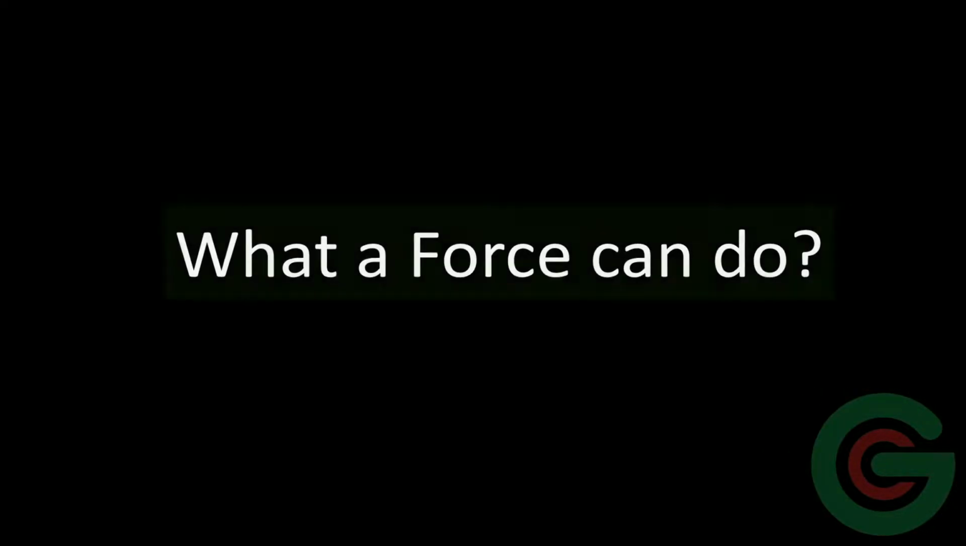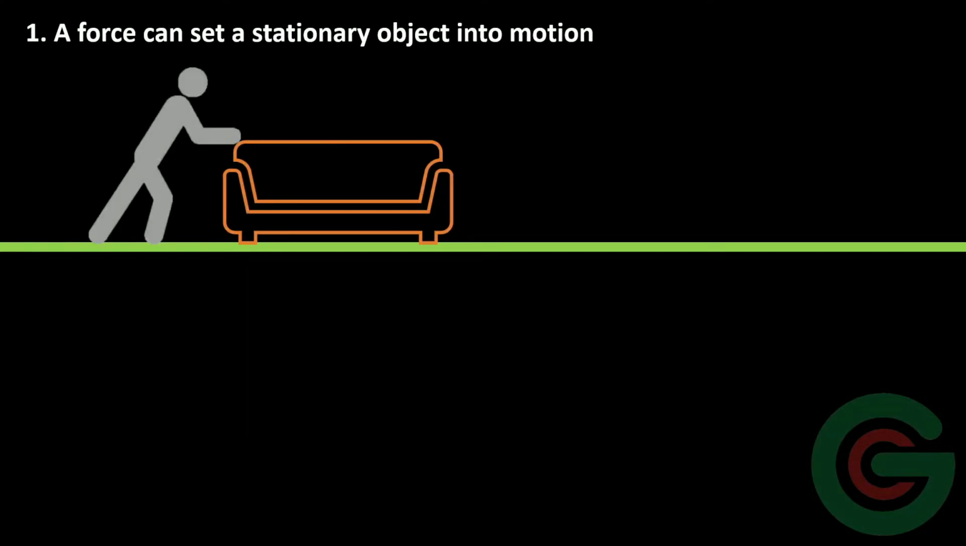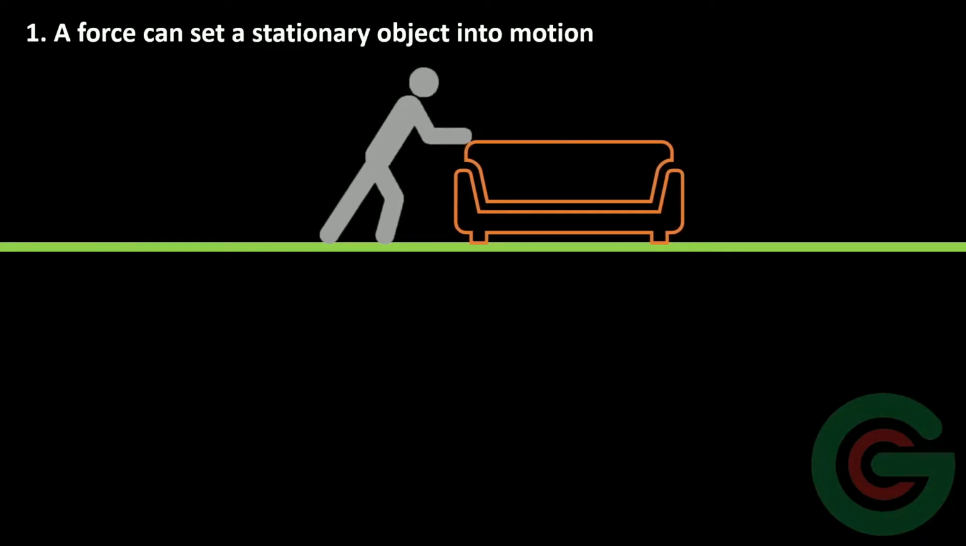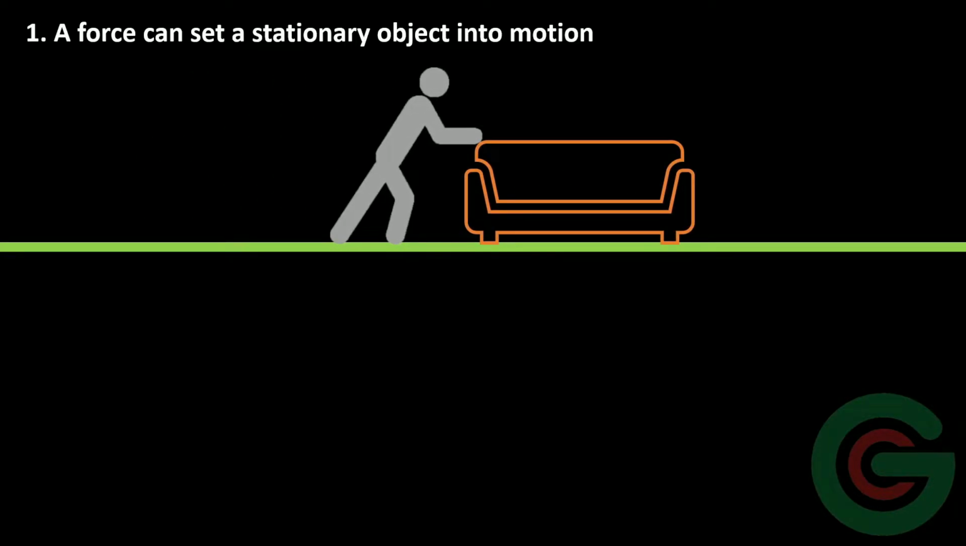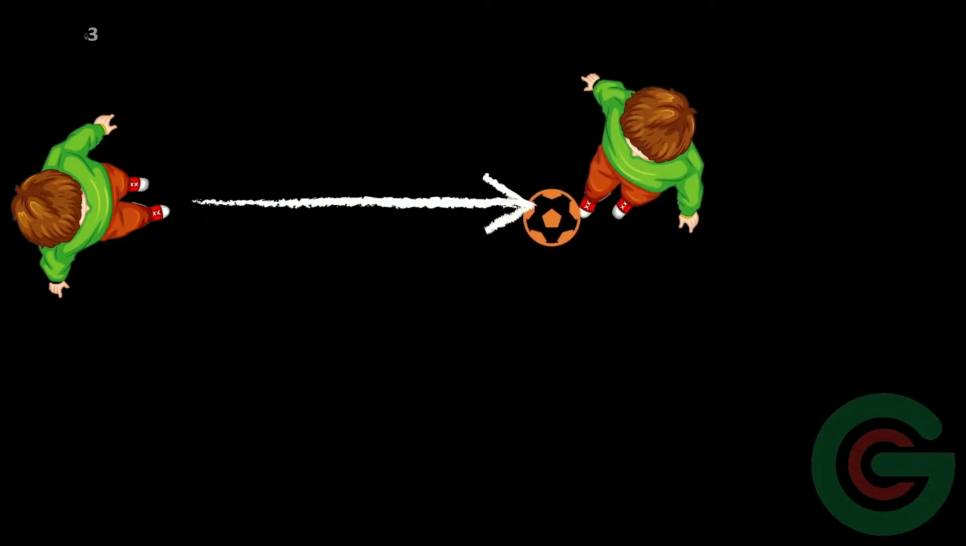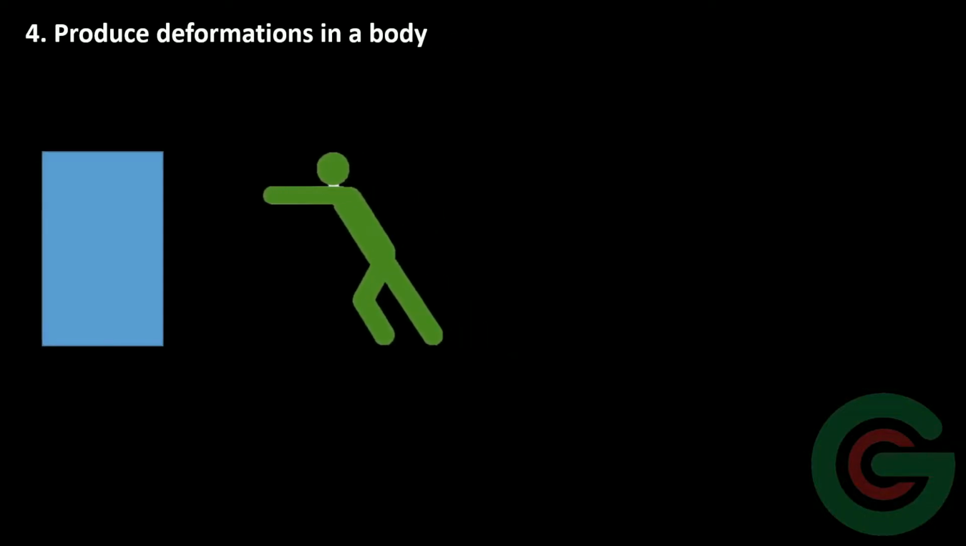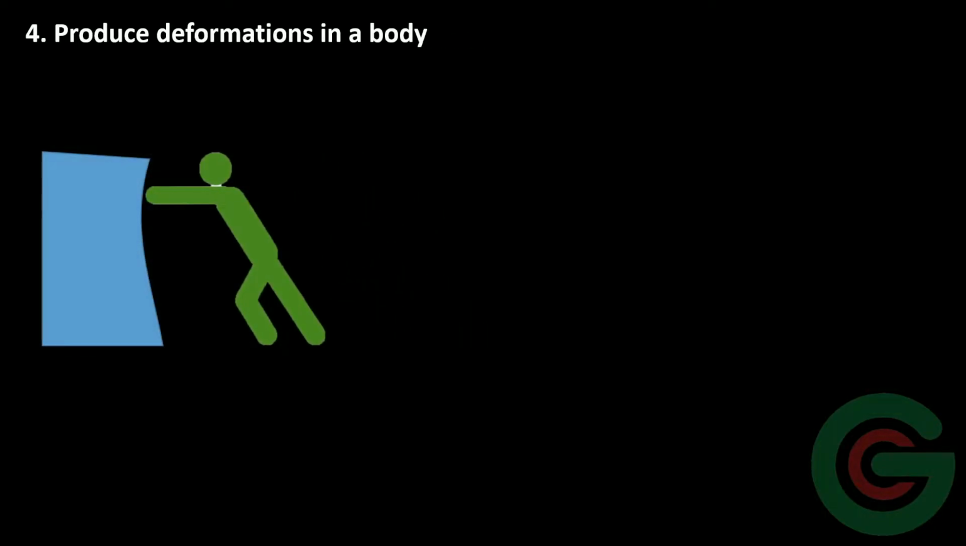Let us understand what a force can do. A force can set a stationary object into motion. It can be pushing an object, or pulling an object, or kicking a football, etc. A force can stop an object which is in motion. A force can also change the direction of motion of an object. A force can cause deformation to the body on which it is acting.